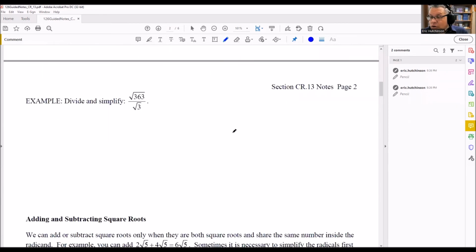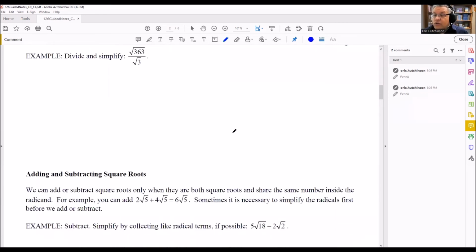Let's do one more of those here. Okay, we have the square root of 363 over the square root of 3. All right. So now, again, if you're not sure what to do on this, this is already broken down for us. We can't do anything with the square root of 3. Now, what you might think about doing first is maybe use a calculator and see if 363 divided by 3 goes in evenly. And actually, it does in this case.